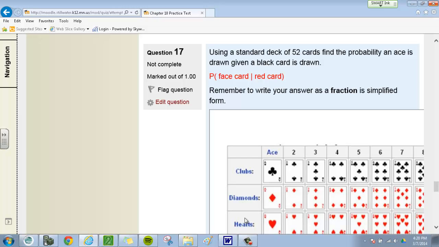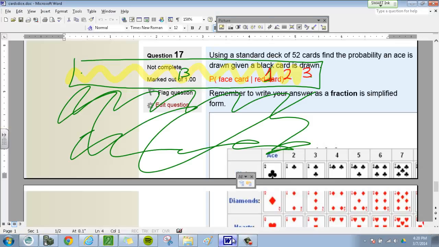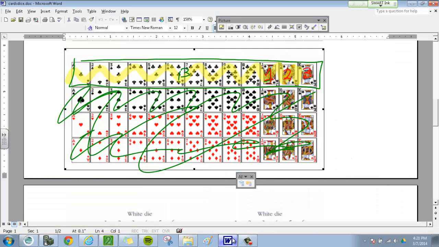What is this? Why does this say face card and then red card? It's like almost 2 different problems in one. Why does this one say face card and then red card, and this says ace is drawn given a black card is drawn? Which one should I try to solve? Let's try to solve both of them. We'll do the first one first and see what we get. An ace given a black card is drawn. Okay, so the given is the black card is drawn.